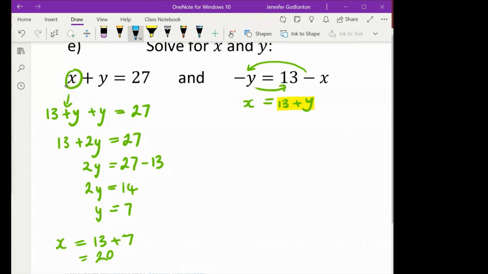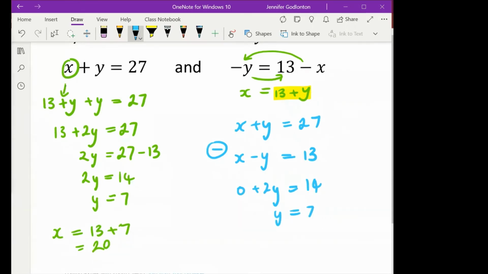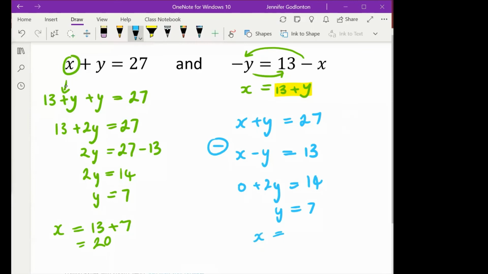Next one, elimination method. I want to get them to look the same as each other. So I've got x plus y is equal to 27. And then I'm going to move my x over. So I'm going to have x minus y is equal to 13. And I'm going to subtract my second equation from my first one. So x minus x is 0. Y plus y is going to be 2y. 27 minus 13 is 14, which means y is equal to 7. Substitute it back in. X is equal to 13 plus 7, which is 20 and not 21. And those are our answers.